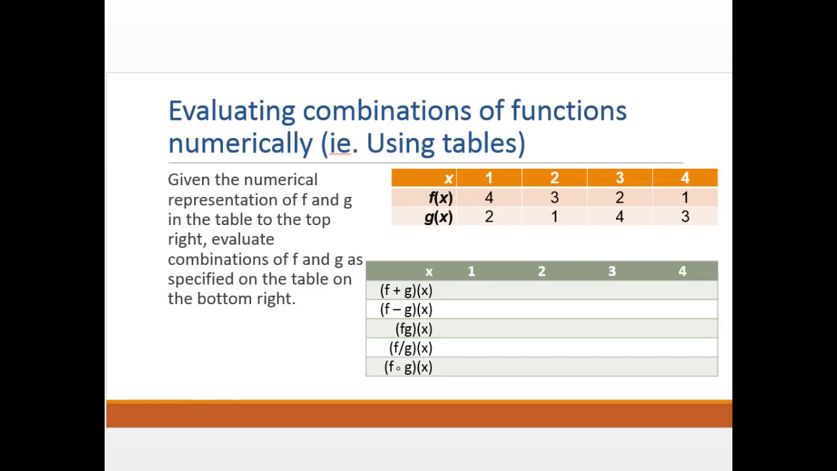Let's see how this applies when we do tables numerically. Remember, we've done symbolically. We want to look at tables. We're going to also look at graphing. Here are the functions I'm given, f of x, and I'm given various values of f of x, and here are my values of x. I'm given x as 1, 2, 3, and 4. The corresponding f of x values are 4, 3, 2, and 1. g of x is 2, 1, 4, and 3. And we want to fill in this table.